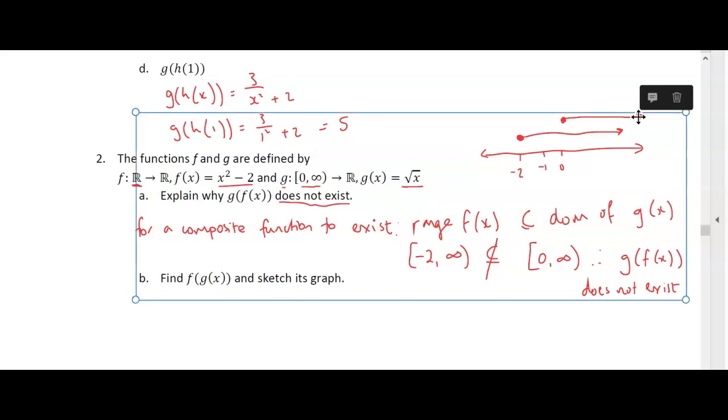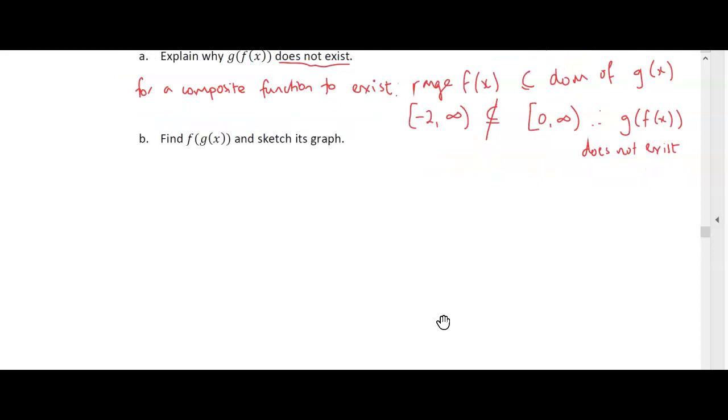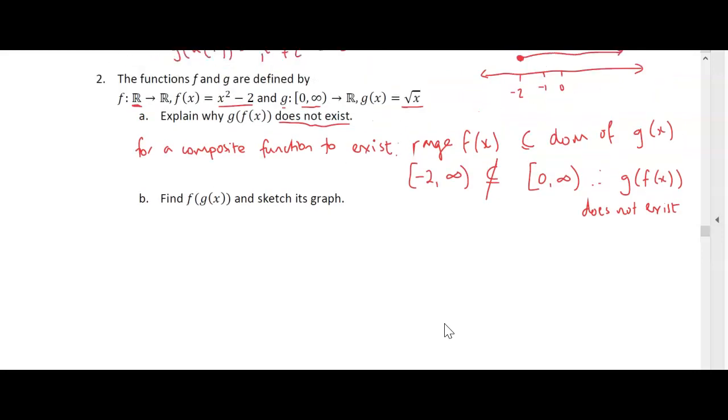All right, so for question B, we're going to find f of g of x and then sketch its graph. Might just do that so we can actually see what the function is. So f of x is equal to x squared minus 2, and f of g of x, g of x is the square root of x, and we're going to square that. Remember, we're just substituting it into the function here. So the square and the square root cancel each other out, and we're left with x minus 2.